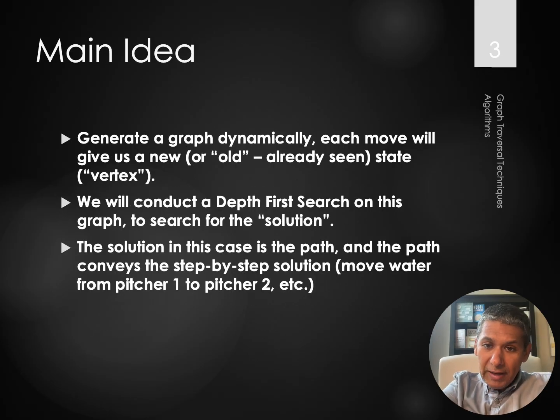Okay. So the main idea is that we will generate a graph with vertices and edges dynamically as we make these moves, and each move will give us a new vertex or one already seen before. The vertex in this case represents the state, essentially saying that the first pitcher has X units of water, the second pitcher has Y units of water. So we will conduct a depth first search on this graph to search for the solution. The solution in this case is the path. The path conveys the step-by-step solution here.